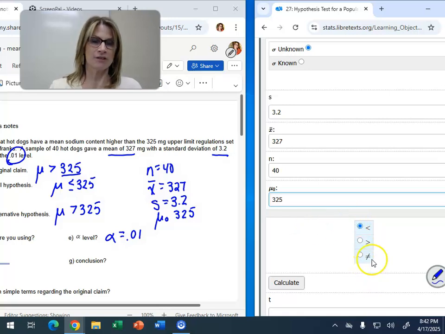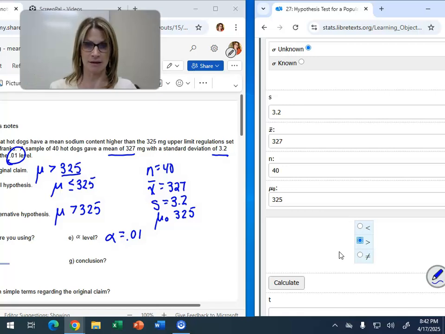Okay, this is really important. This has to match your alternative, and you'll notice that none of these have an equal sign. So come over and look at your alternative. Your alternative is greater than, so this needs to be greater than. It will always match your alternative. Okay, and we're able to do this test for the same reason that we could do the confidence interval test, because we have more than 30 in the sample. If we didn't have more than 30, whatever you're testing would need to be normal.